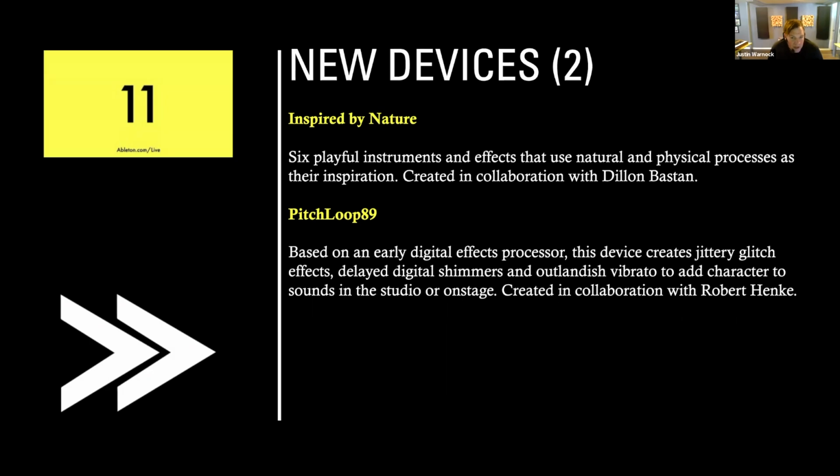And then Pitch Loop 89, based on early digital effects processor. This device creates jittery glitch effects, delayed digital shimmers, and outlandish vibrato to add character to sounds in the studio or on stage, created in collaboration with Robert Henke, who's one of the original developers of Live, and you might know him as the artist name Monolake.